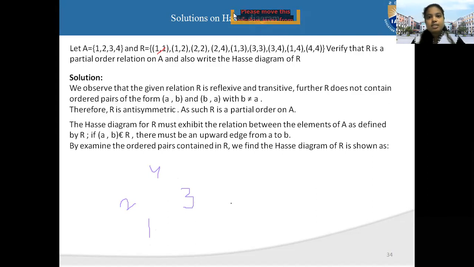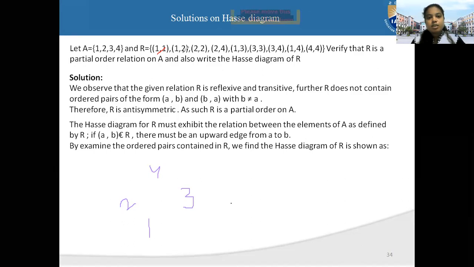So next, okay. Next you have to remove this also. Next you have to remove the reflexive relation. First you have to identify the reflexive relations and remove them. Okay. So next you have to remove the transitive relation also. To identify the transitive relation, first you have to put dots for these elements. Okay. First you have to put dots for these elements.